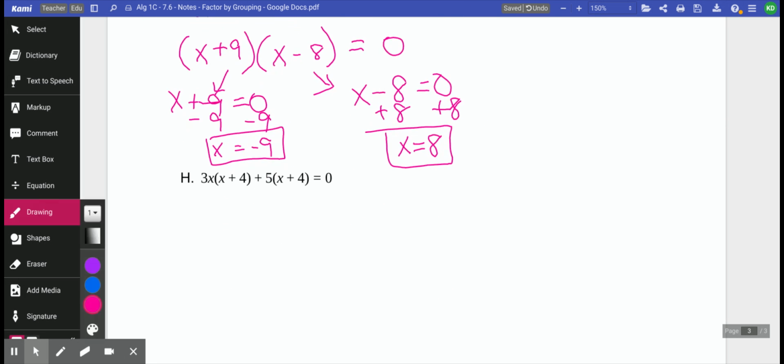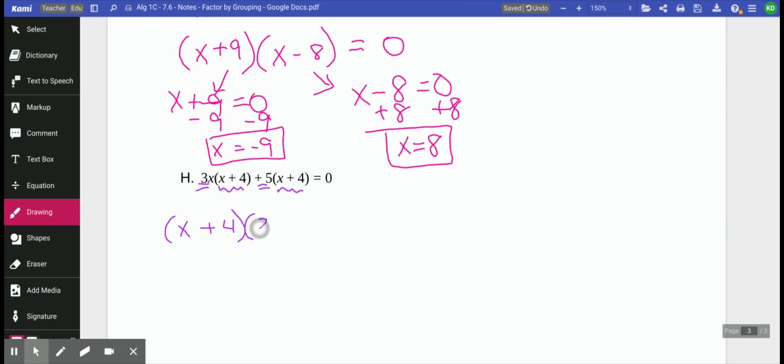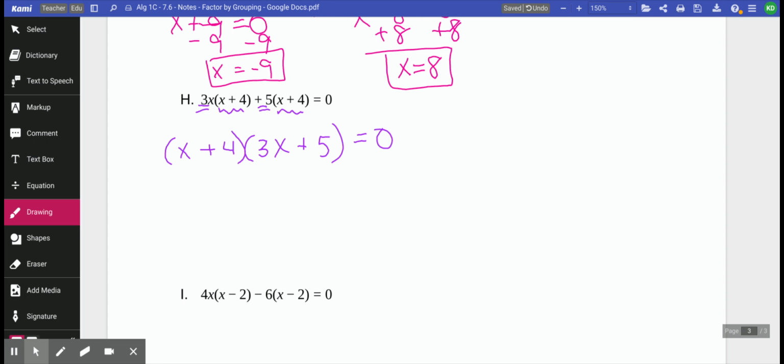All right, last example, same idea. Where do we start looking? That's right, the parentheses. So these guys should match. When that happens, we factor them out. So x plus 4 was our matching stuff. 3x plus 5 is the leftovers. They each make a set of parentheses. Okay, x plus 4 equals 0. All right, that's our first one. And the second one is going to be 3x plus 5 equals 0.